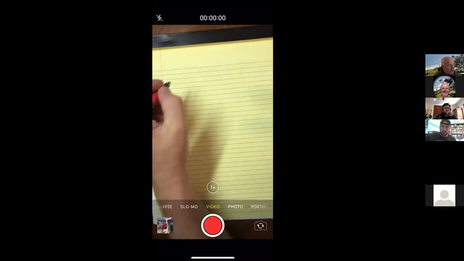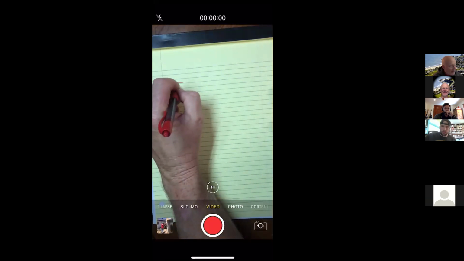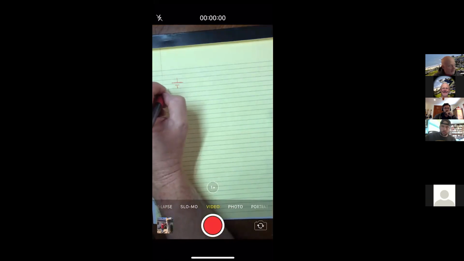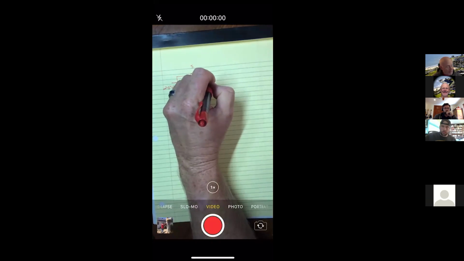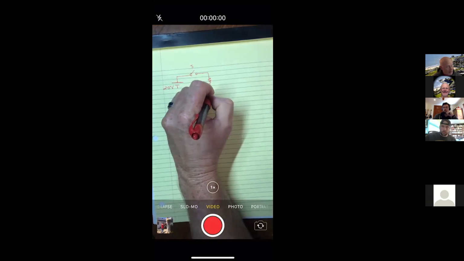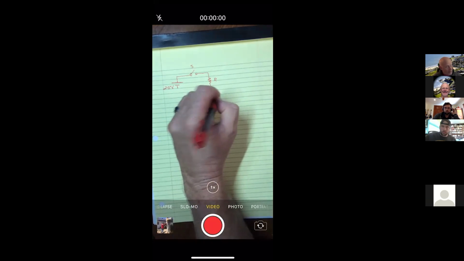So the whole circuit would look like this. You would have the battery, and for the sake of discussion, let's say it's 20 volts. And then you would have maybe the switch. Okay, so here's the switch. Then you would have maybe the resistor and then the inductor. So R and then L.